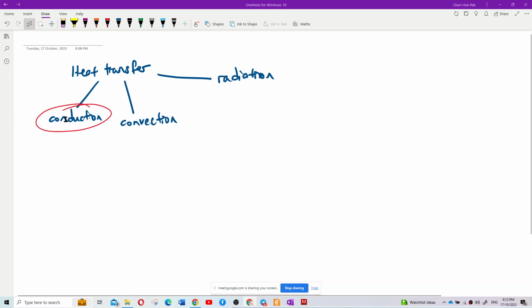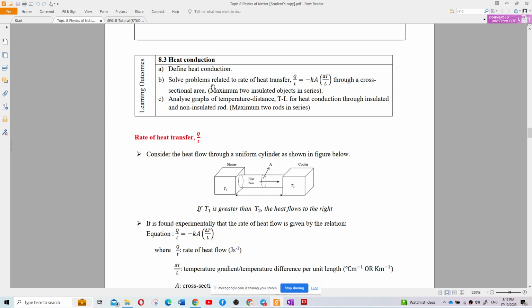Our syllabus is only focused on conduction. We don't learn about convection and radiation; you will learn that in university. Heat conduction normally happens in solids. For example, when you are frying using a frying pan, or using a water kettle, you can feel the heat transfer by conduction. You feel everything is hot, right? All those are conduction.